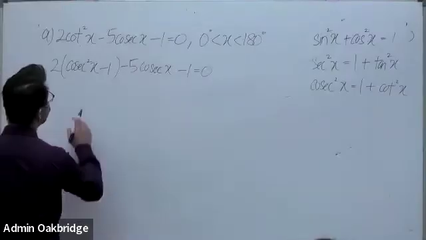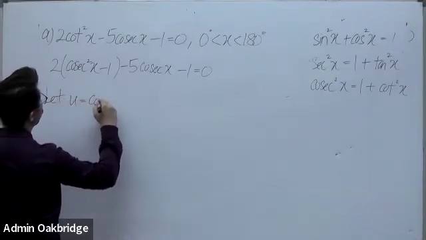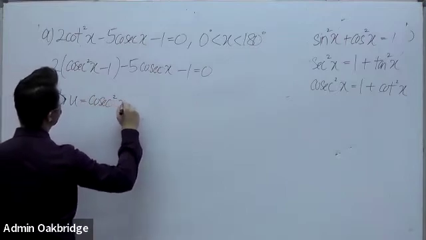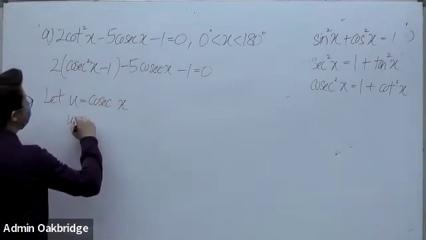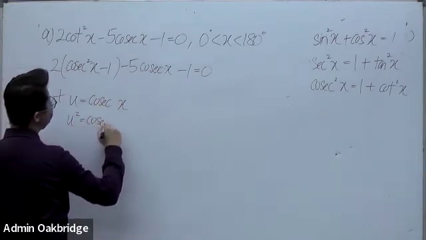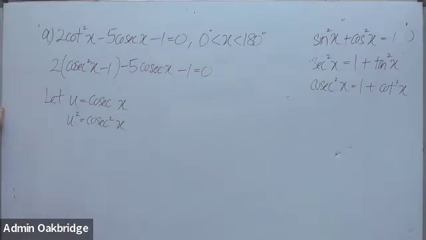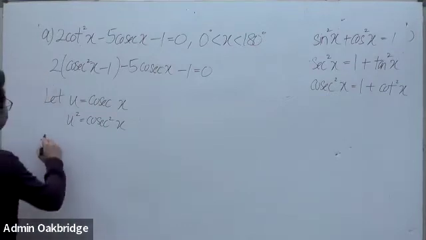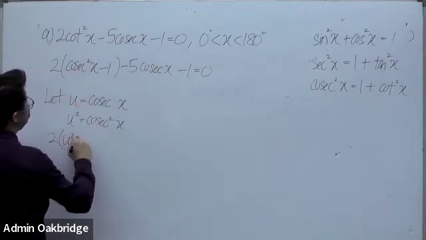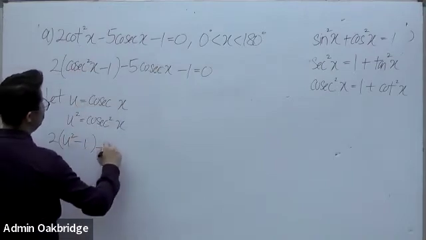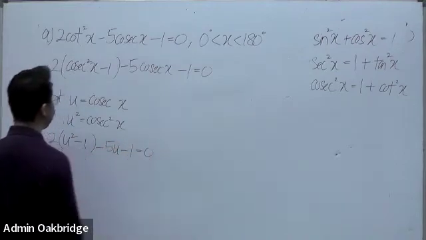You can let u equals to cosec x. Later, the u square will be the cosec square x. Okay, so then now this one you can transform into quadratic equation. So this one is u square, and this is minus 1. Minus 5u minus 1 equals to 0.